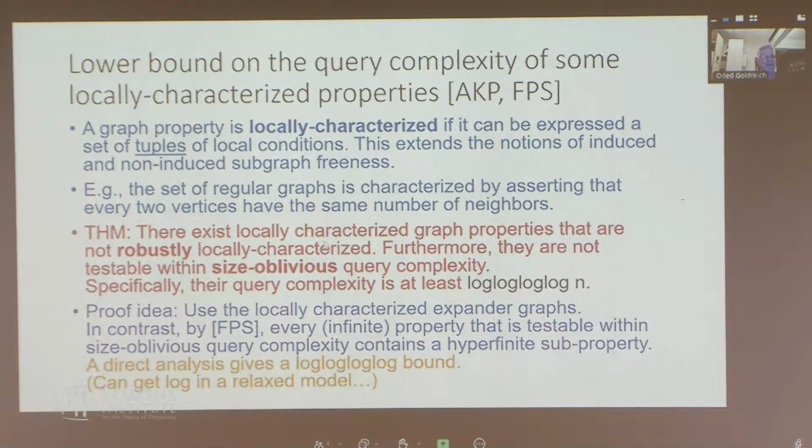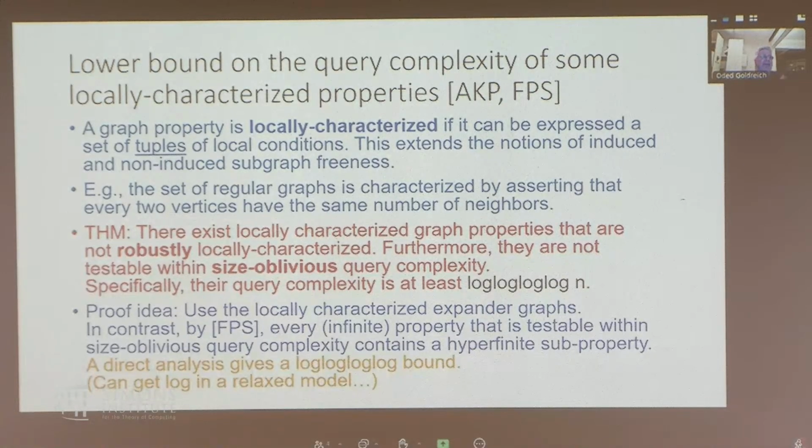The first part, the non-existence of size oblivious query complexity, follows from a paper, I forgot the name now, but you will see it on the next slide. It shows that if there is an infinite property of graphs that is testable in size oblivious query complexity, then it contains a hyperfinite subproperty. A subproperty is a subset of the property. It's totally non-explicit, this theorem, but it's a nice theorem.